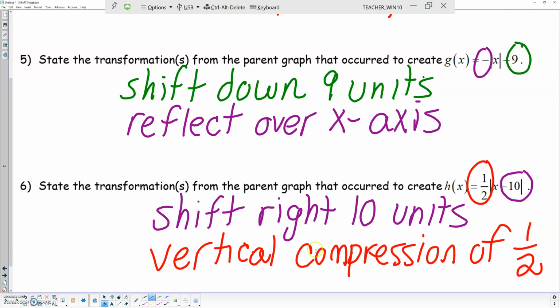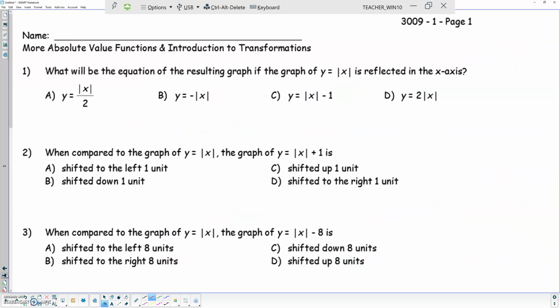Okay, so then I also have a handout up on Google Classroom. All right, I'm going to go through the odds and then the evens you guys can try on your own. All right, so number 1 says, what will be the equation of the resulting graph if the graph y equals the absolute value of x is reflected in the x-axis? Okay, so to reflect in the x-axis, we just multiply by a negative. So that's going to be choice B.